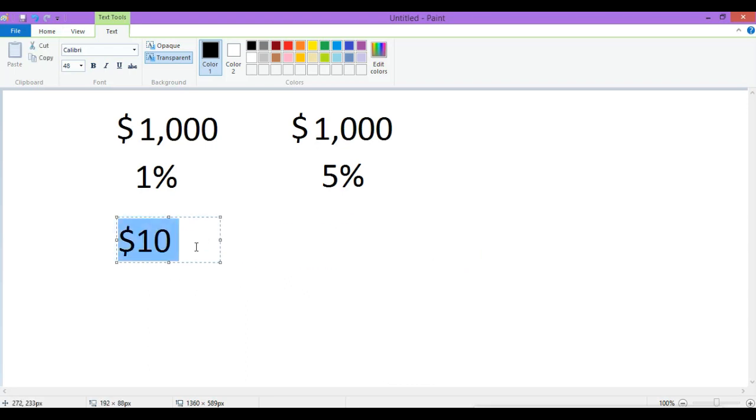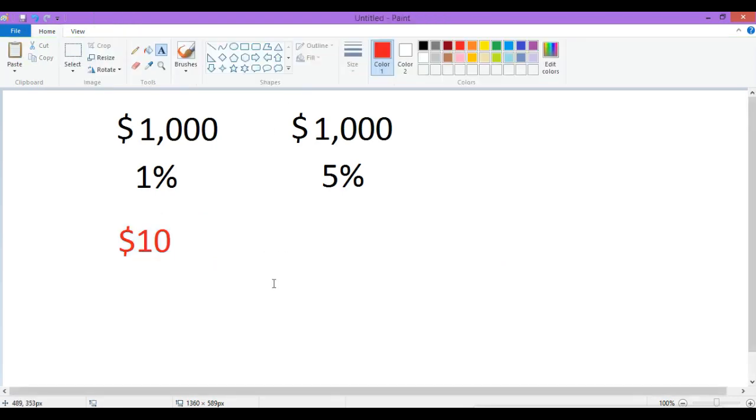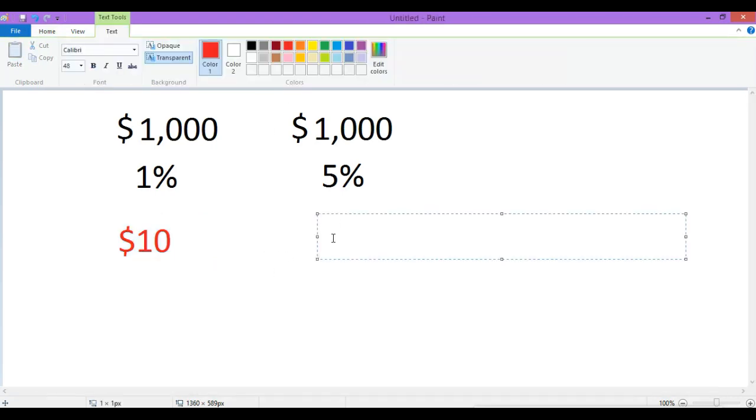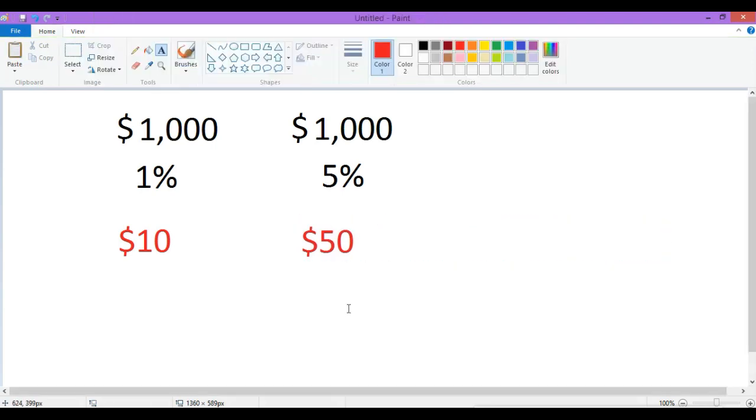Okay, I think I can highlight this. And for this person, he's supposed to risk, I think that's $50. Yes. So now this person has decided that he's going to risk 1% on all trades, while this person has decided that he's going to risk 5% on all trades.